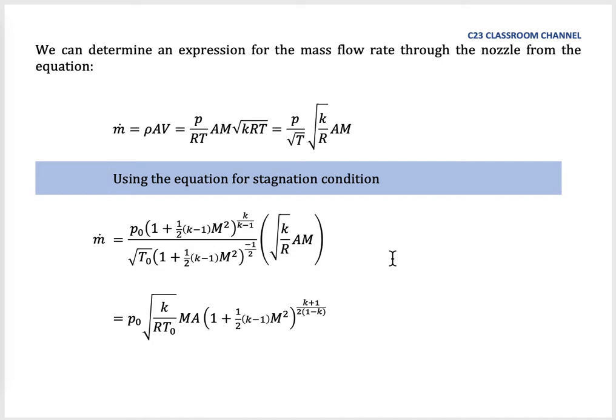And then we could determine an expression for the mass flow rate through the nozzle from the equation. For example, this is the mass flow rate. M dot is equal to rho A V, and we could replace rho with P over RT. So this is the equation of rho, and we have A, the cross-section area, and V here we could replace with Mach number times the square root of KRT. And then we could simplify everything here into this P over square root of T, square root of K over R, A, and Mach number. And then we use the equation for stagnation condition. So we substitute in this equation, so finally we have this term, and then we could simplify it into this term.